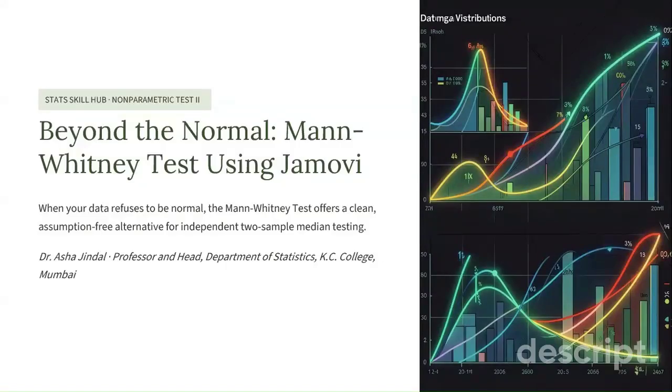Have you ever checked normality, seen a horribly skewed histogram, and still gone ahead with a t-test because you were not sure what else to do? In this video, I will fix that. I will show you how the Mann-Whitney U-test in Jamovi can compare two groups without assuming normality, using simple ranks instead of strict distributional assumptions.